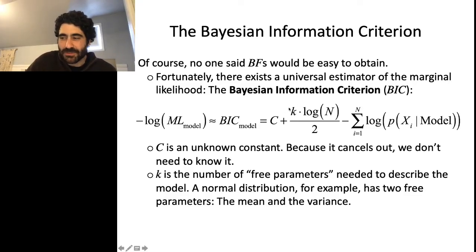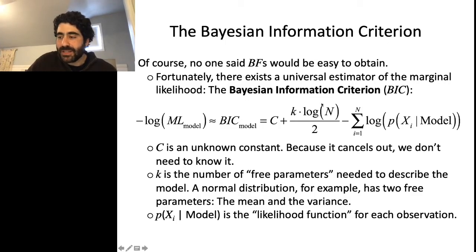This is something sort of like the degrees of freedom of models, right? So how many moving parts do they have? And the N here is the size of the data set. So this term here has to do with how complex the model is. And then this last part is the likelihood function for each observation, right? So these are the evidence terms in Bayes' rule, which is that assuming this model is true, what is the likelihood of each of our data points?